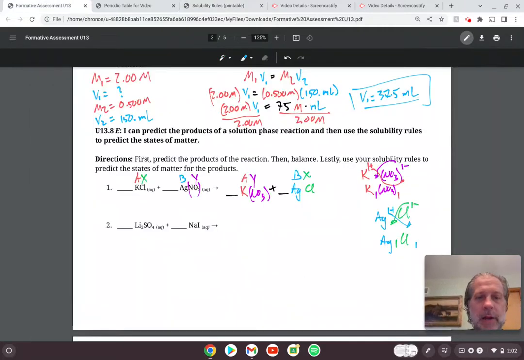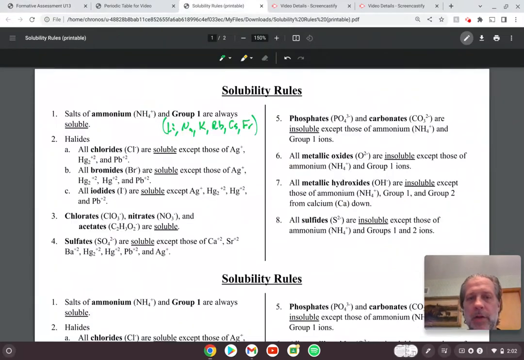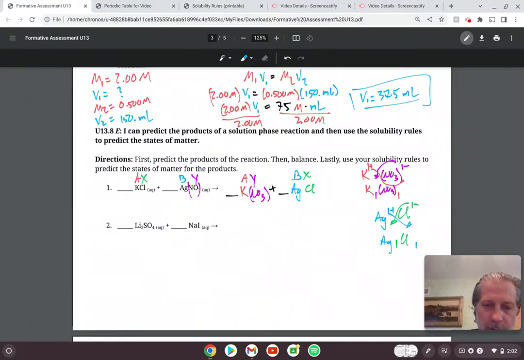Now, if I go back here and I look at this, I've got potassium, right? So I'm going to look at this and say rule number 1 says salts with ammonium NH4 and group 1 are always soluble. So that means that because potassium is present here, this first substance, KNO3, is going to be aqueous.